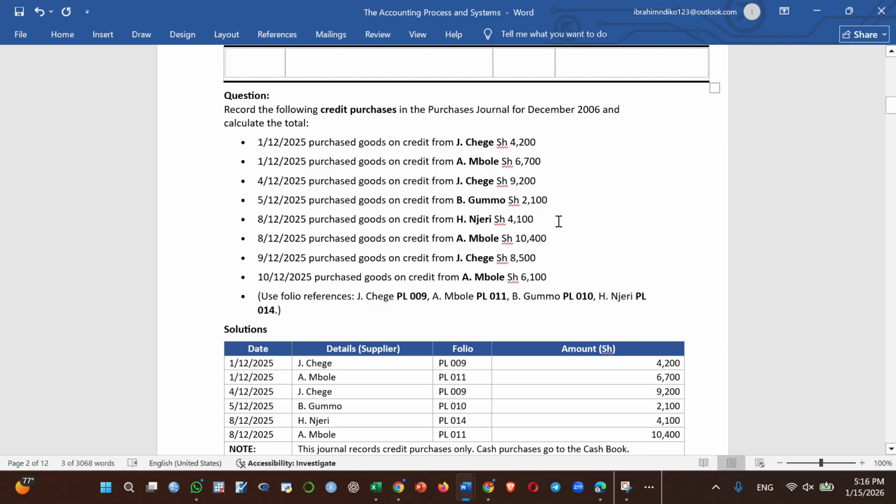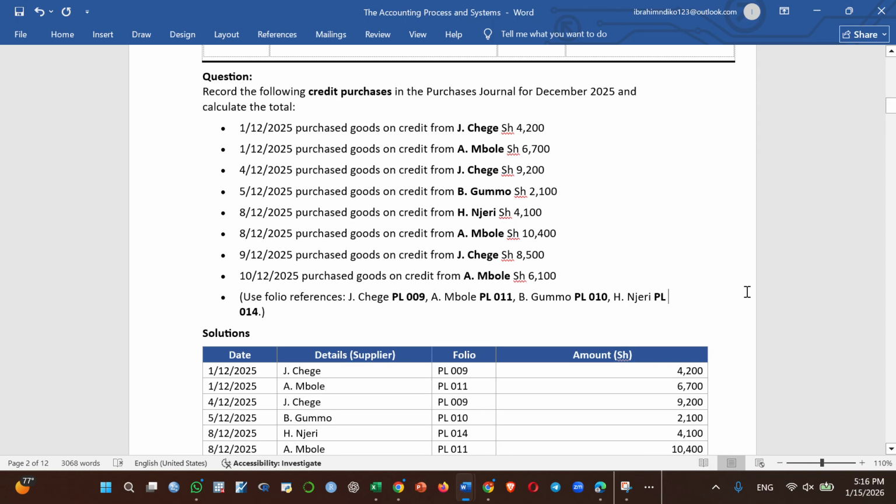Now, record the following credit purchases in the purchase journal for December 2025. This is supposed to be 2025. And calculate the totals. So you have the first transaction, as you can see.